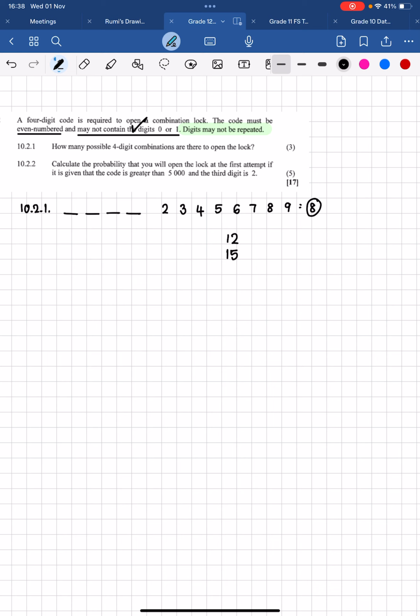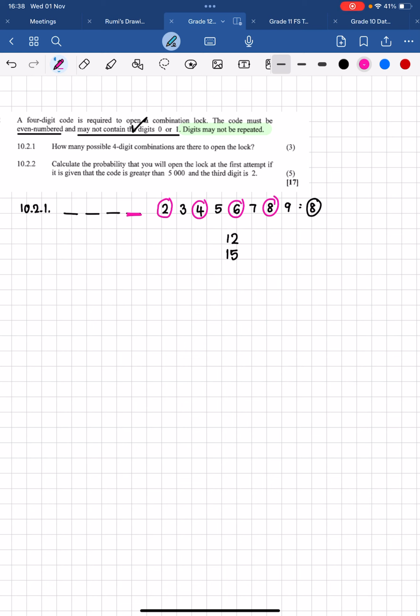Now guys, the fact that they're saying the code must be even numbered means that that is putting a restriction on my last digit. The last digit has to be one of these 4 numbers. It either has to be 2 or 4 or 6 or 8. That will make the whole number even. Yes, CJ, large even numbers end with even digits. Exactly.